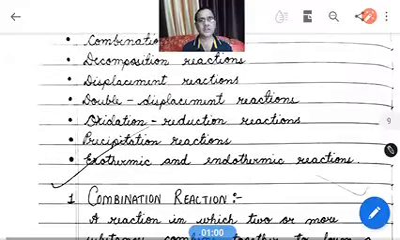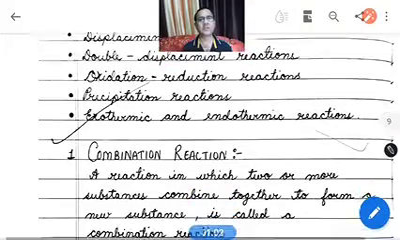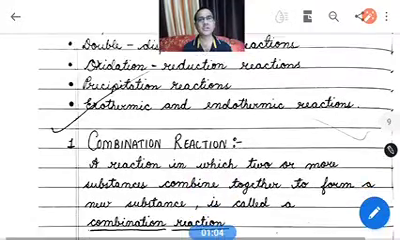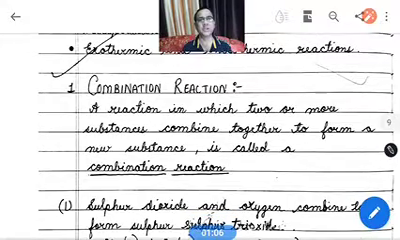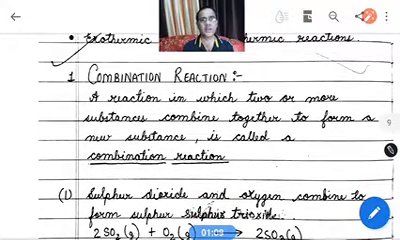So the first type of chemical reaction is the combination reaction. The word is very clear. Combination reaction means when two or more elements or compounds combine together and form a single compound. Such types of reactions are called combination reactions.